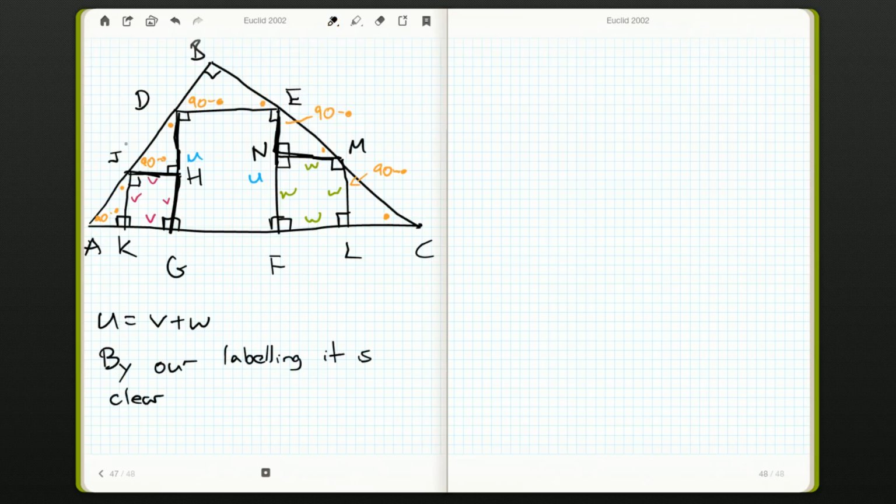Some of these might be congruent. For example, if I can show that DJ and EM are the same length, then that means that this triangle and this triangle have to be congruent, and so I will get my V's and my W's where I need them to be.